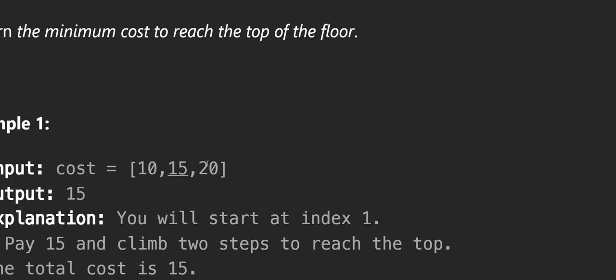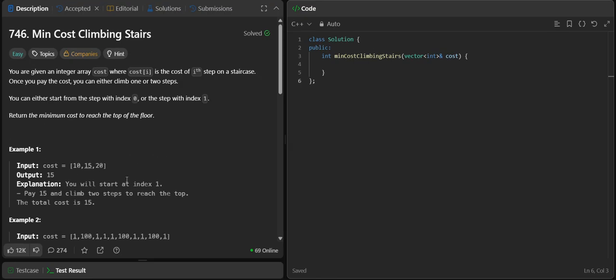But in my first step, I can go to 10 or 15. If we choose 15, then after 15 we can go to 20, or we can reach the end. We will jump two times from 15 to reach the end of the array. So the minimum cost will be 15. So how can we apply this to our code?